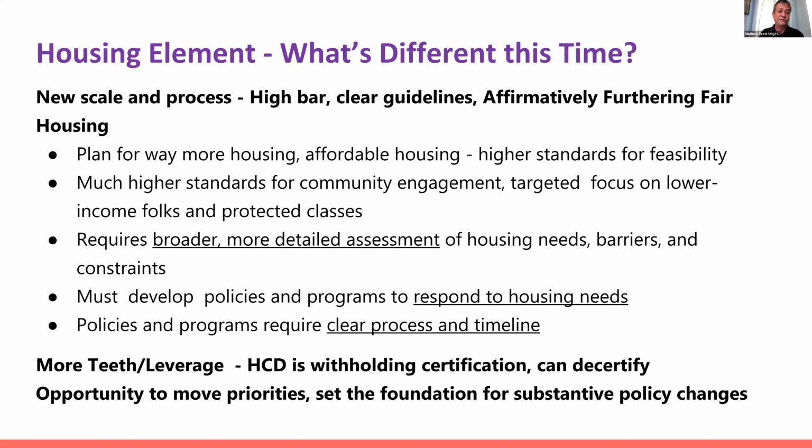Jurisdictions have to plan for way more housing and way more affordable housing. The numbers that are expected are just higher this time. There are much higher standards for community engagement. It needs to be targeted and focused on lower income folks and protected classes who may have specific housing needs. The process requires broader and more detailed assessment of housing needs than in the past, and a really detailed discussion of barriers and constraints in the document.